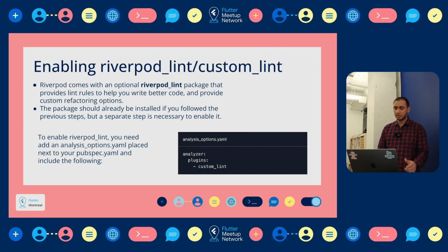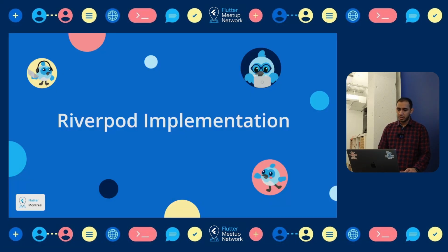So in order to enable it, we have to create an analysis_options.yml next to pubspec.yml, where we have to add this piece of code. I will also show my analysis_options.yml file where I have added linters and all, except for better programming that I like, some set of rules. And okay, so that goes our installation.